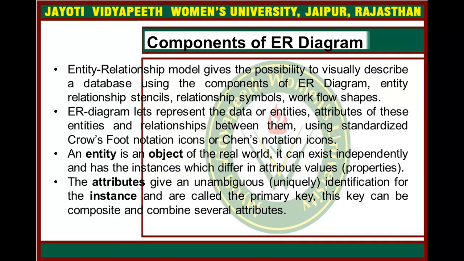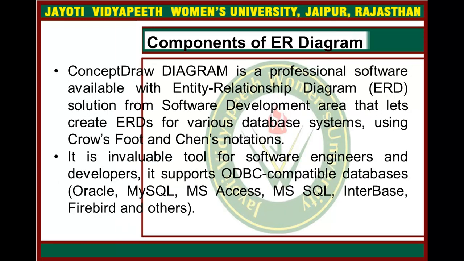Attributes means properties, and the properties give an unambiguous, that is unique, identification for the instance, and are called the primary key. This key can be composite and combine several attributes.